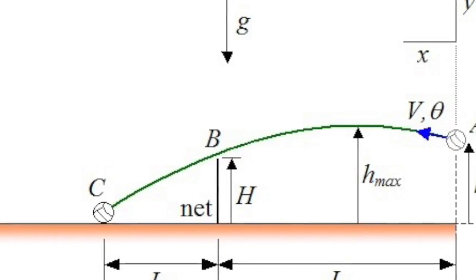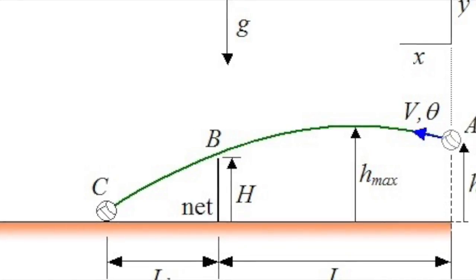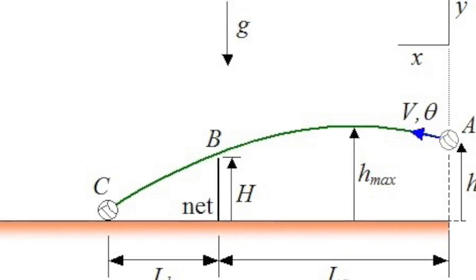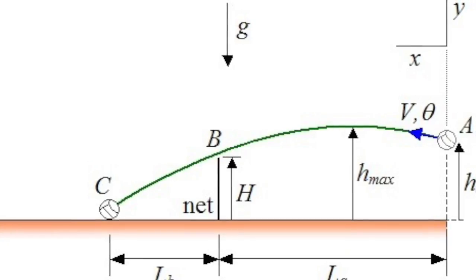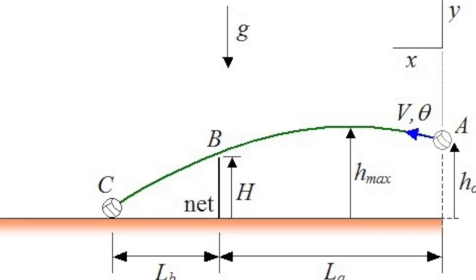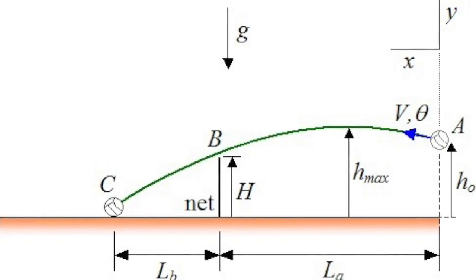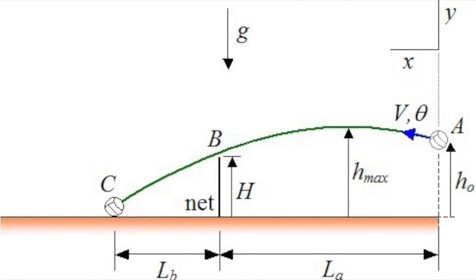If you look at the different H's, the H naught is the initial height of the ball at the serve location. The H max is the maximum height reached by the ball, and the capital H is the height of the net. The V shown is the initial velocity of the ball, and the downward G represents the downward acceleration due to gravity.